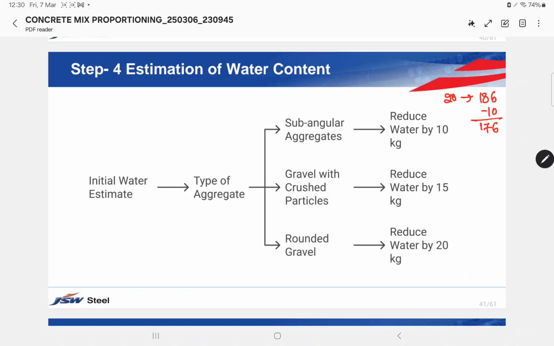If you have gravel with some crushed particles, then you can subtract 15 kg, and your final water content will be 171. And if you have rounded gravel, then you can reduce it by 20 kg, 166. So these are some of the corrections you can do if you have a different shape of aggregate.